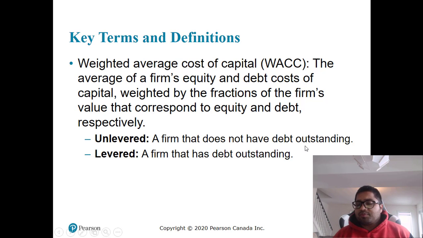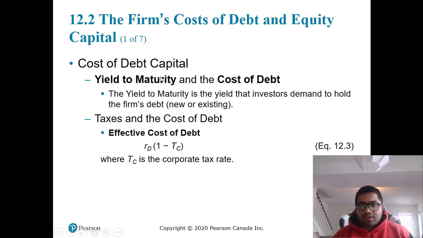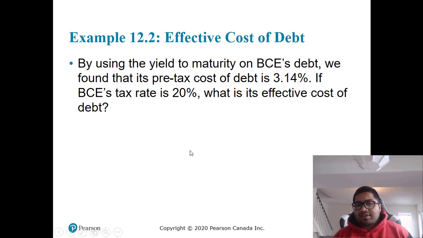Unlevered firm, a firm that does not have any debt. Levered firm, a firm that has debt. Cost of debt, we have discussed it. So yield to maturity and cost of debt. The yield to maturity is the yield that the investor demands to hold the debt, new or existing. And since debt is a tax deductible expense, the effective cost of debt is yield times 1 minus tax rate.